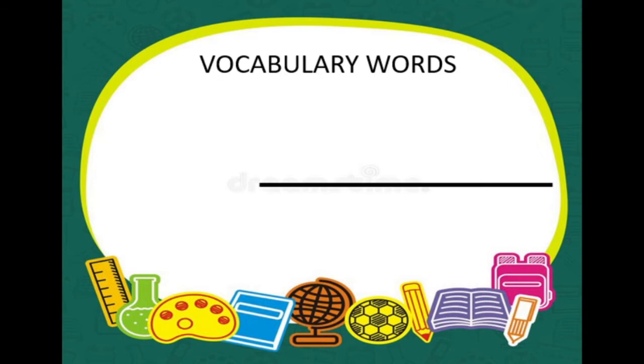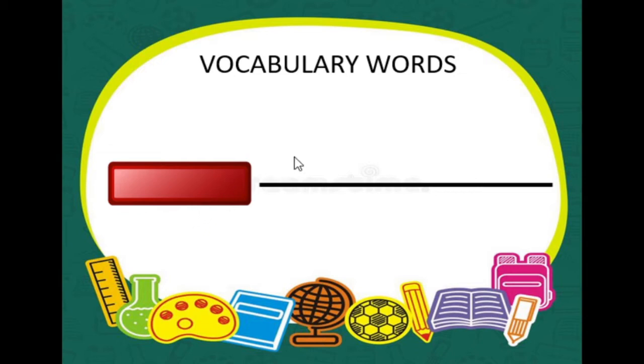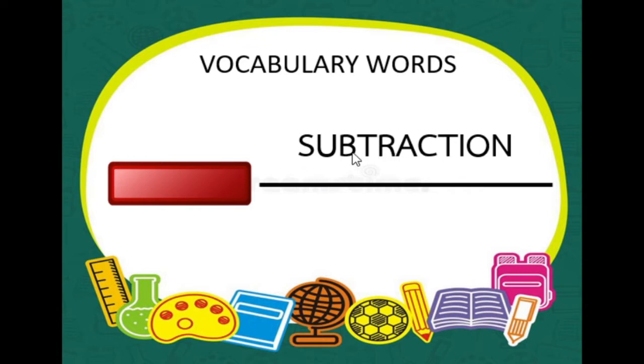Let's have the second one. When you see this symbol, this represents the operation subtraction. S-U-B-T-R-A-C-T-I-O-N. Subtraction. But when we do mathematical problems, we use the word minus. Repeat after me. Minus. Well done. That's our second word.